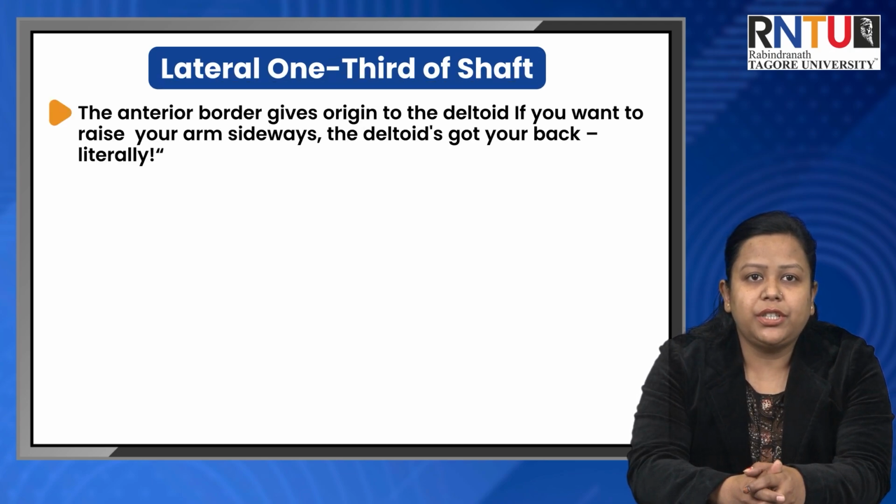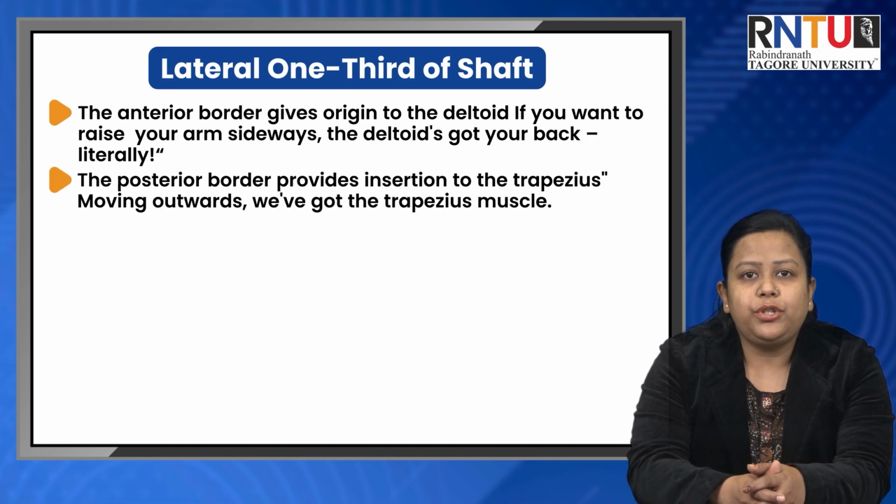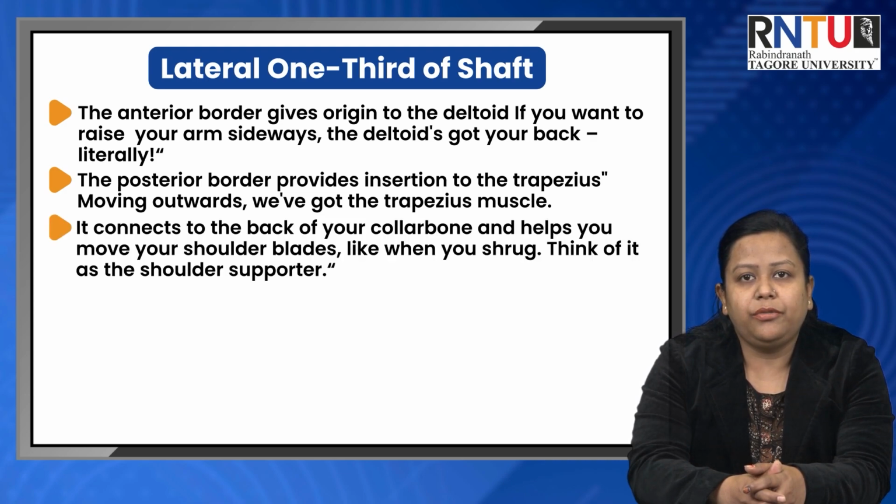Lateral 1/3 of the shaft. The anterior border gives origin to the deltoid. If you want to raise your arm sideways, the deltoid's got your back laterally. The posterior border provides insertion to the trapezius. Moving outward, we have the trapezius muscle. It connects to the back of your collarbone and helps you move your shoulder blades, like when you shrug. Think of it as the shoulder supporter.